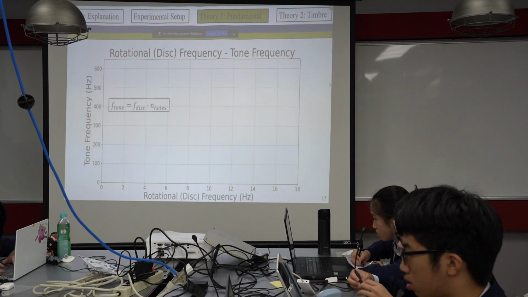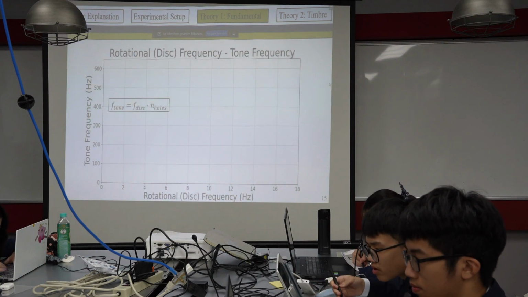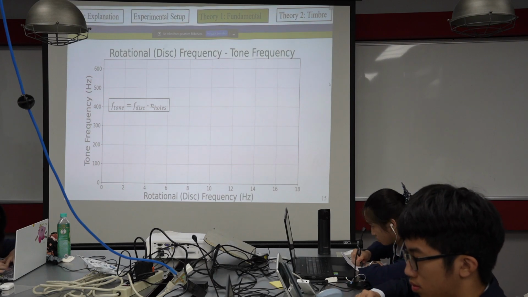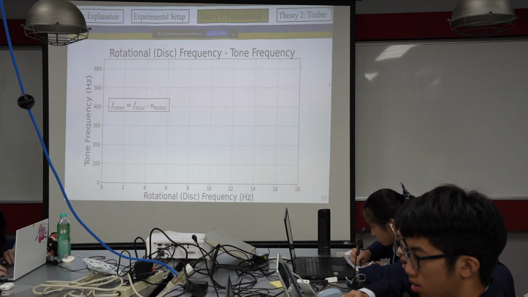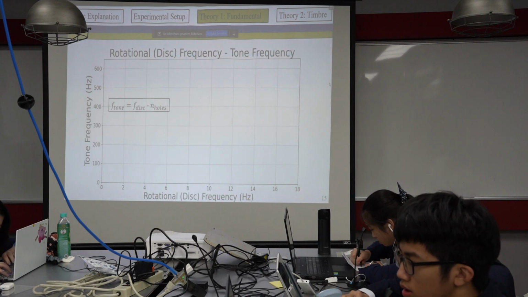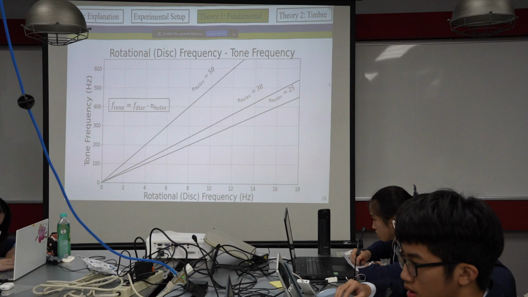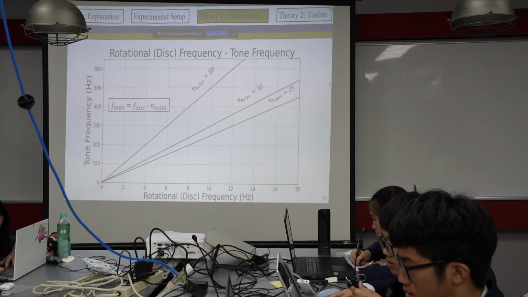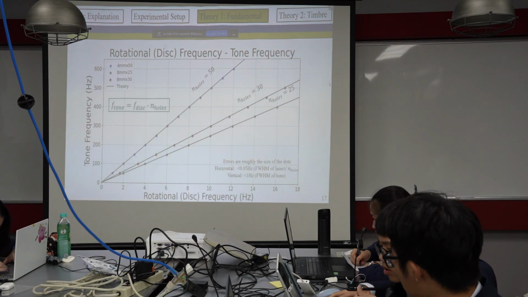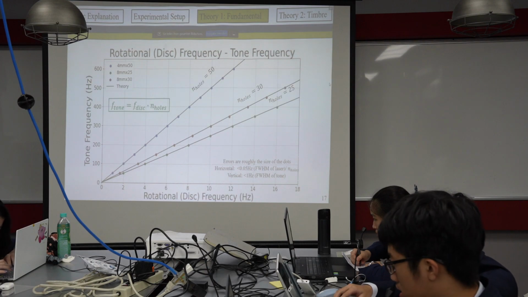The fundamental frequency of the tone should therefore result from the frequency of the disc multiplied by the number of holes. The number of holes thus determines the slope, and the resulting tone frequency as a function of the rotational disc frequency should look something like this for 25, 30, and 50 holes, and the experimental data does in fact prove this theory right.